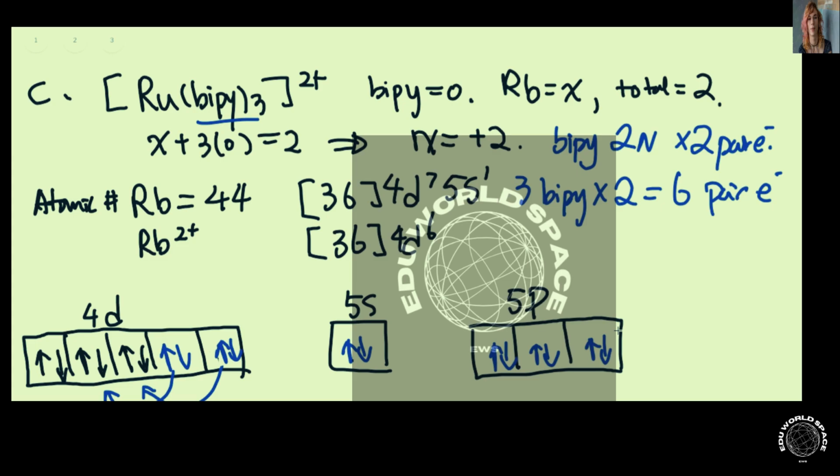All right, so this is how the complex looks like. So now we see that all electrons are paired up. So no lone electrons, so the complex will be diamagnetic. So that is the answer for part C. We have the last one, part D.